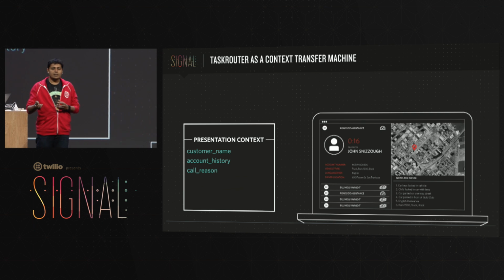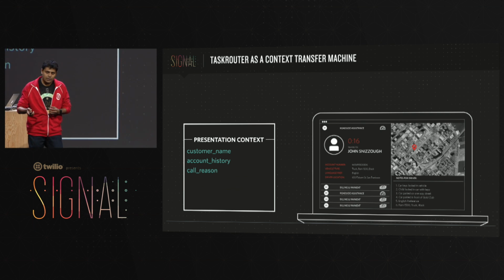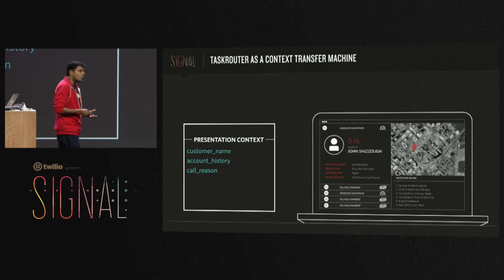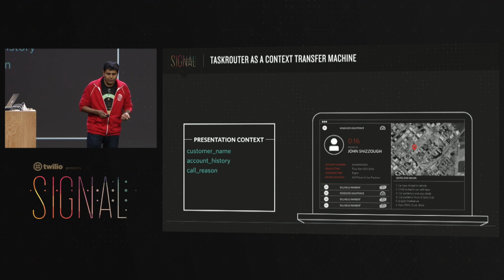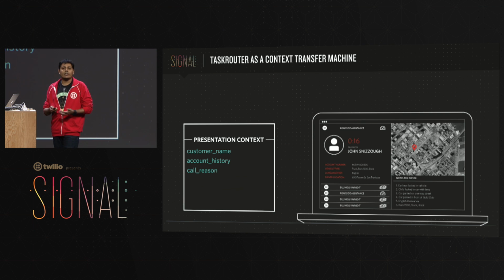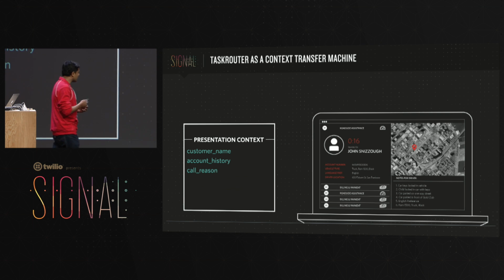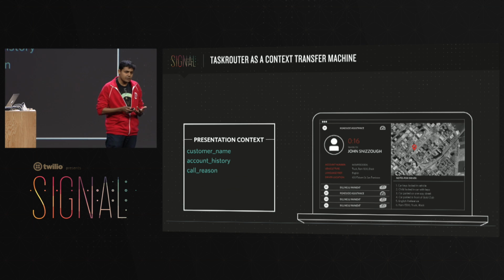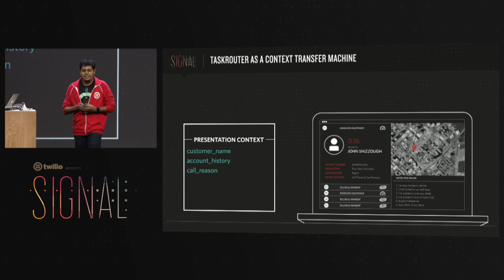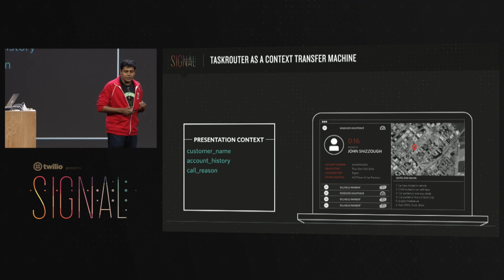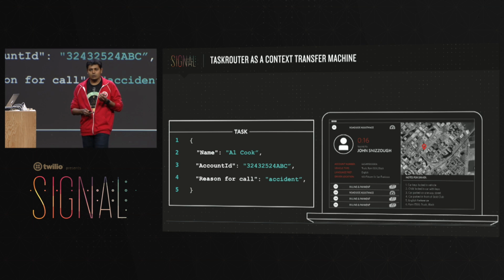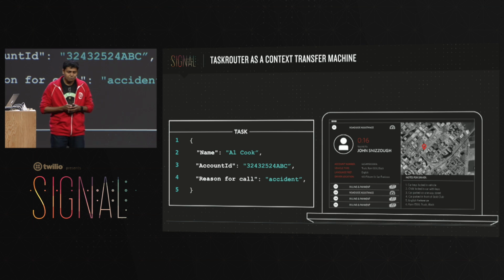Now, when an agent has been reserved to service a task, this agent needs to know who's calling, why they're calling, and maybe even something about the account history. Say Al's been a gold star customer for them. So the service interaction is going to change. And based on this, we're going to present some context to the agent before the agent actually begins speaking to Al. Now, this context can be passed to the agent's web browser as JSON data.